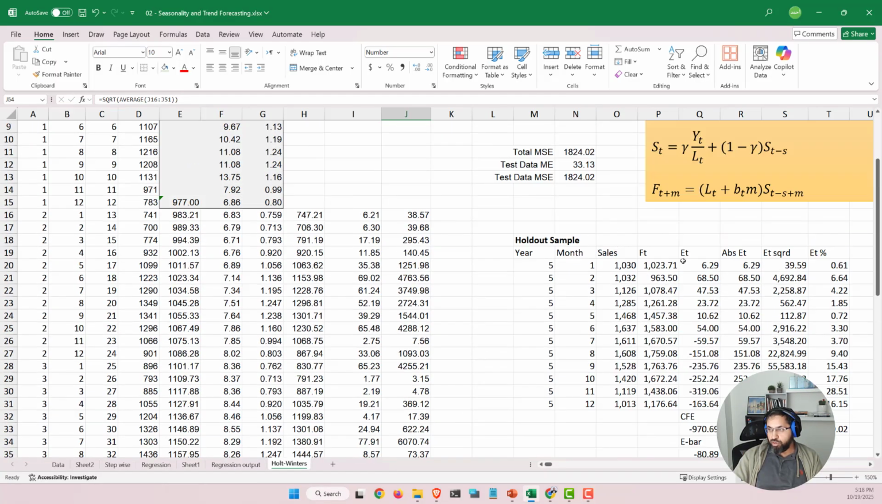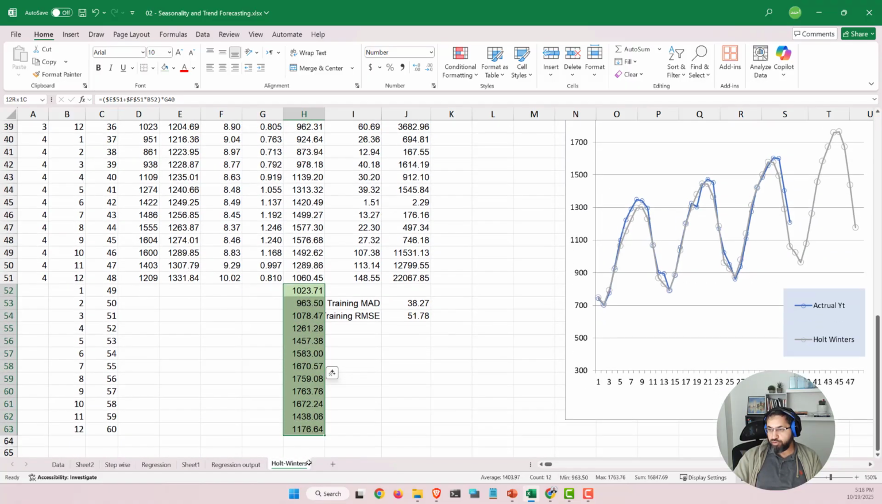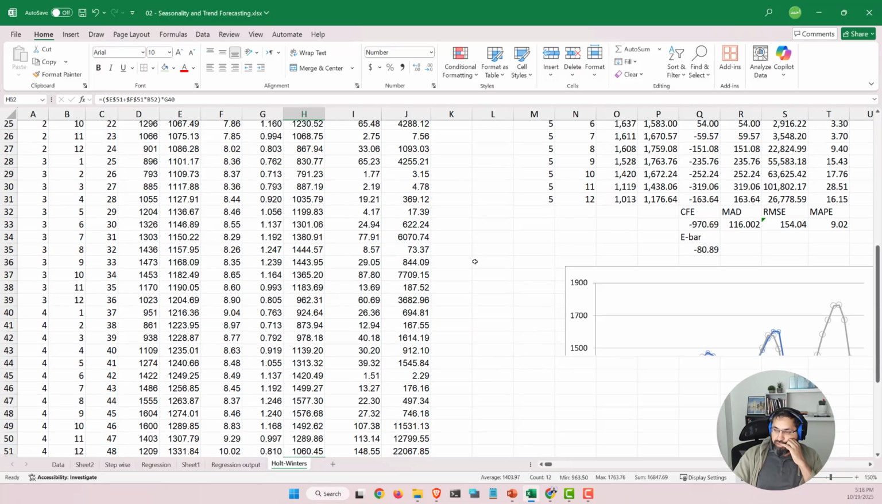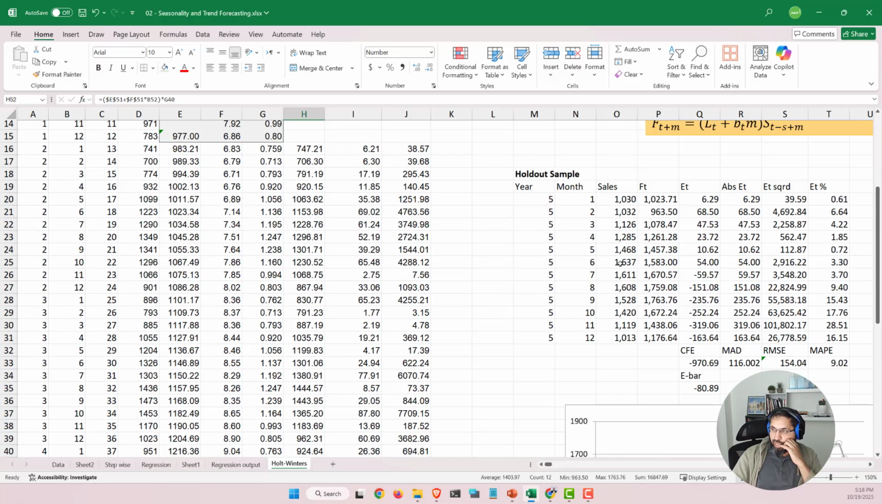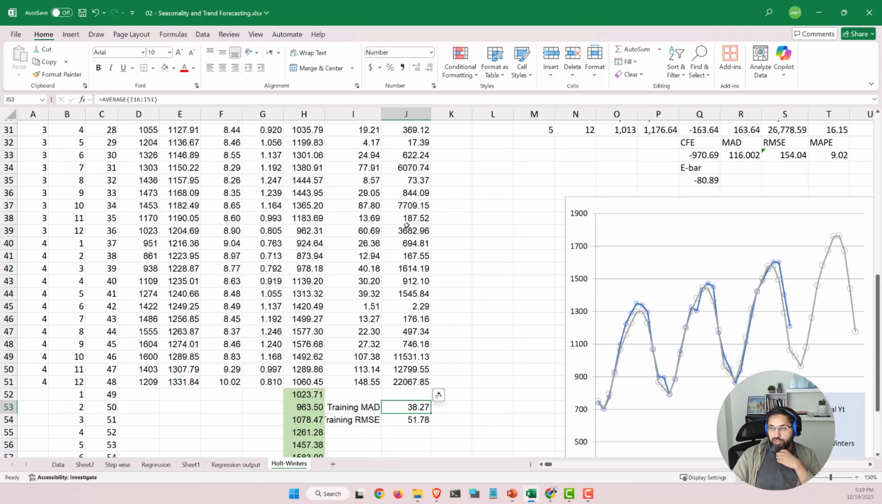And then we go to our holdout sample and we apply the same. This is our forecast for the holdout sample, because there's no observed Y for these time periods. We'll compare this forecast for the next 12 months with the actual sales that we kept in the holdout sample for the next 12 months. And we see that MAD is 116, larger than what the training data would lead us to believe.